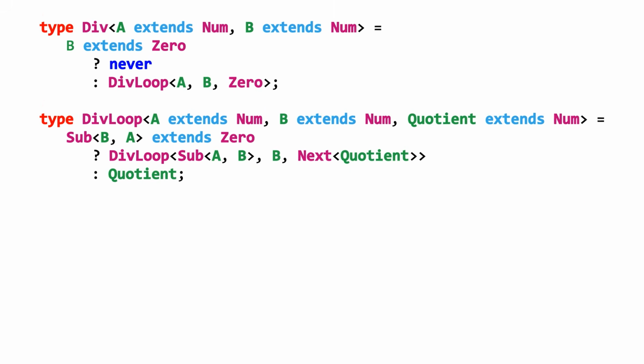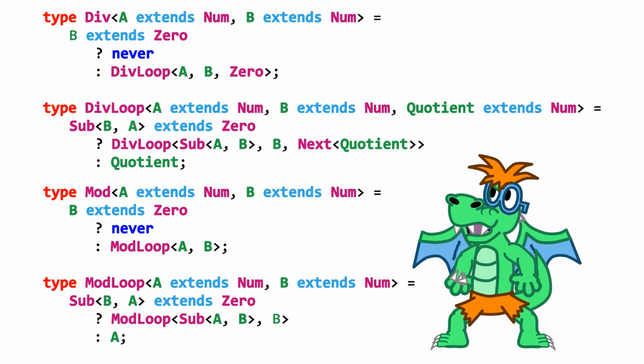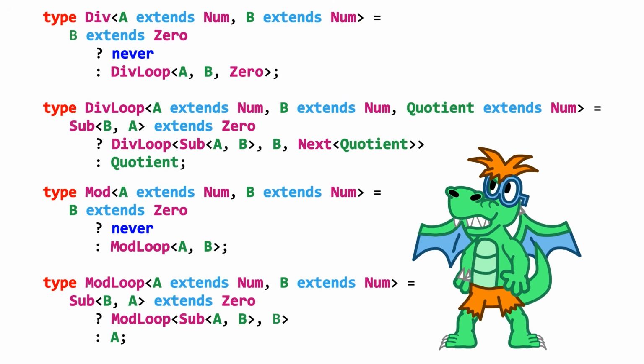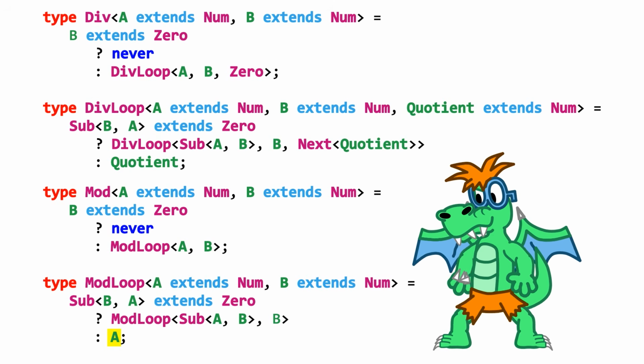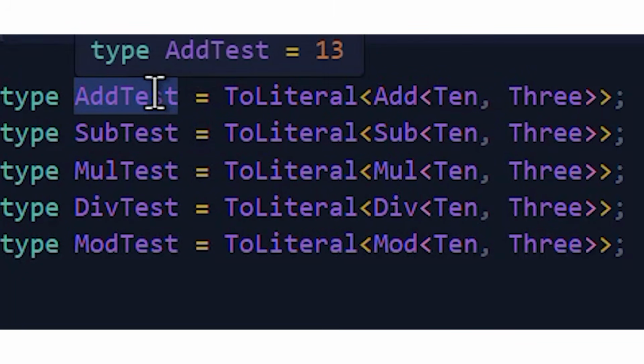And for modulo, we do the same thing as we do for division, but rather than keeping a quotient at all, we just return the value that a has on it on the last loop before the subtraction would go below 0. So now we have all 5 mathematical operations.